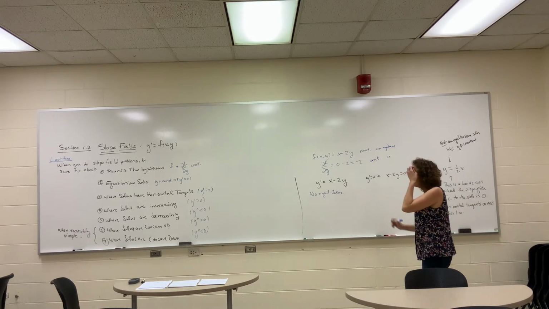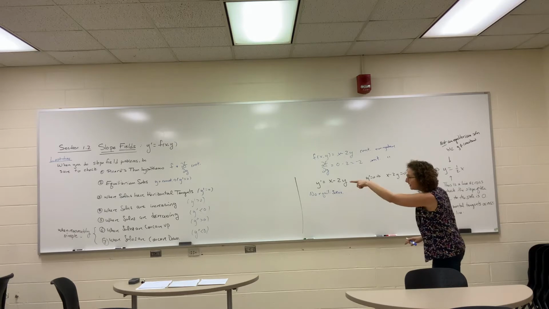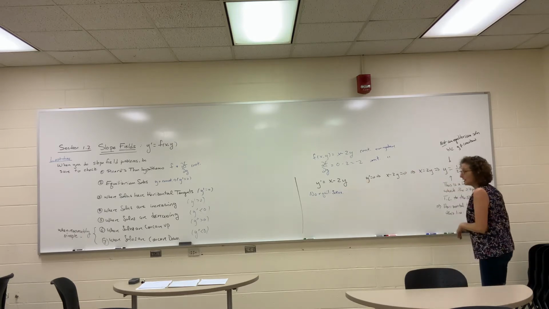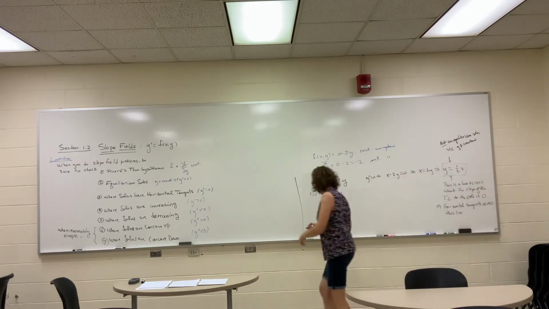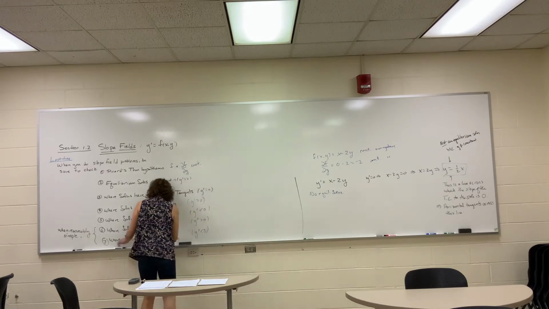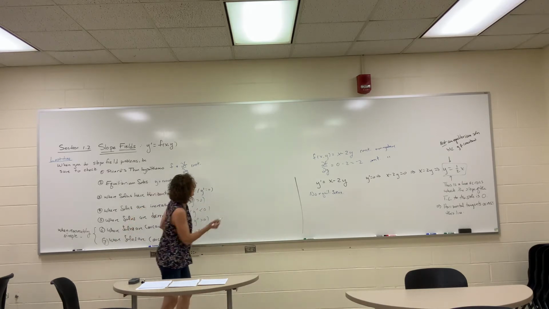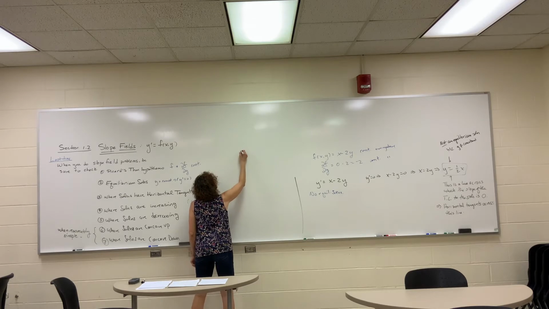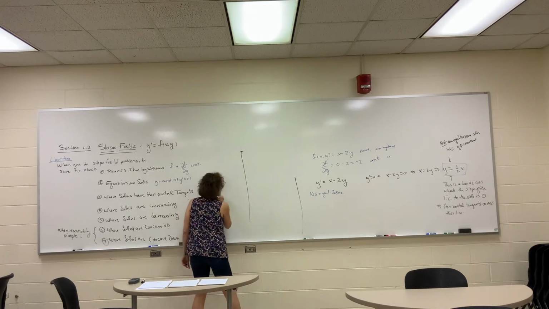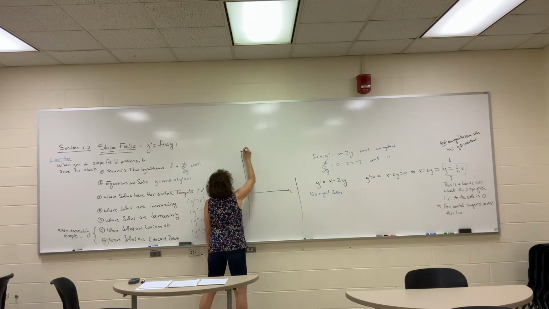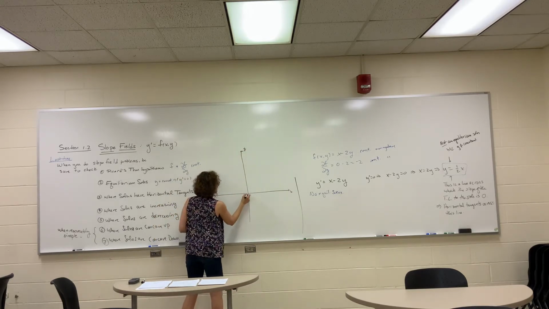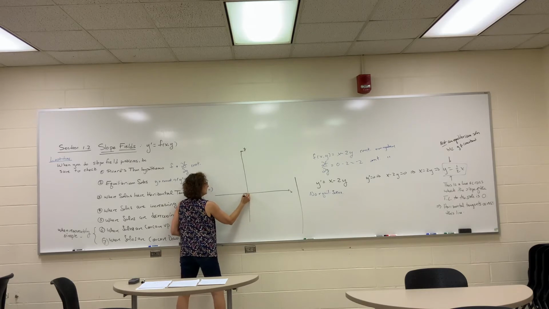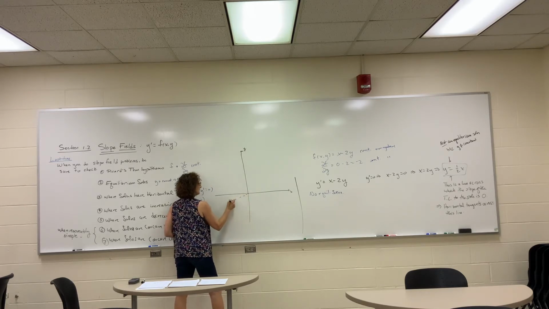So now we already did number 3 last time: where do solutions have horizontal tangents? This is the line across which solutions of this differential equation have a horizontal tangent. So let's draw our xy plane. Y equals 1/2 x is a line like this.